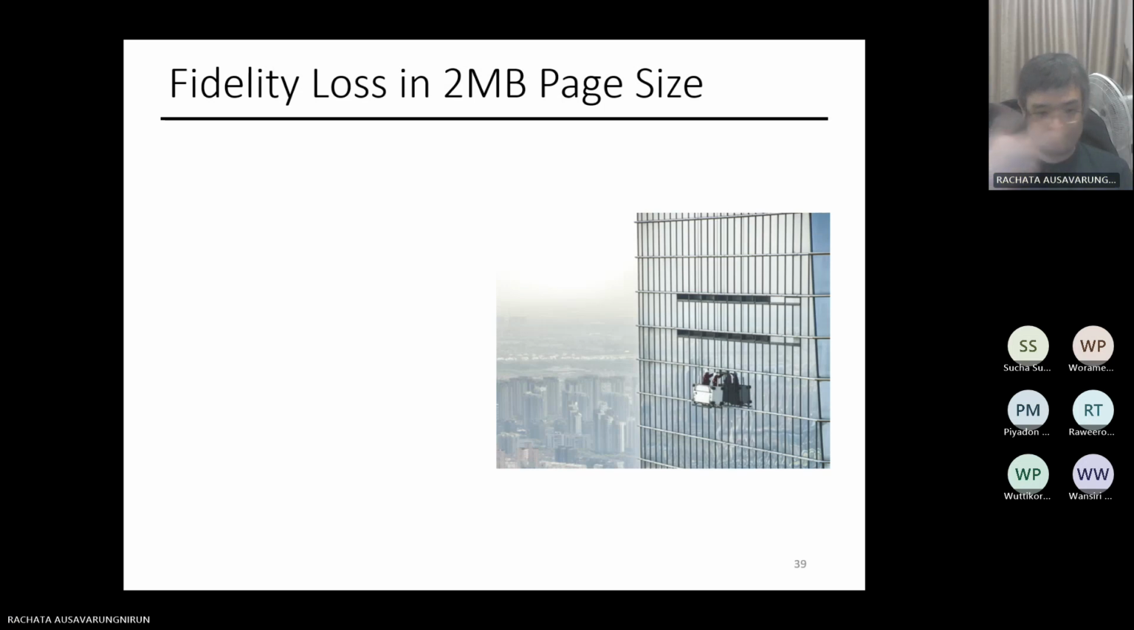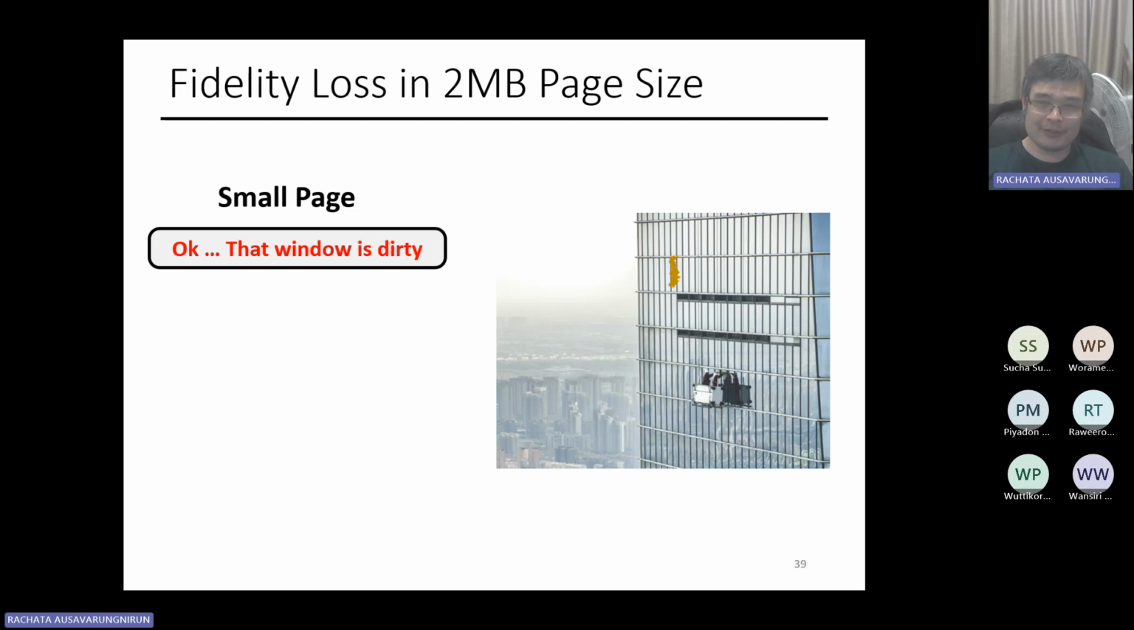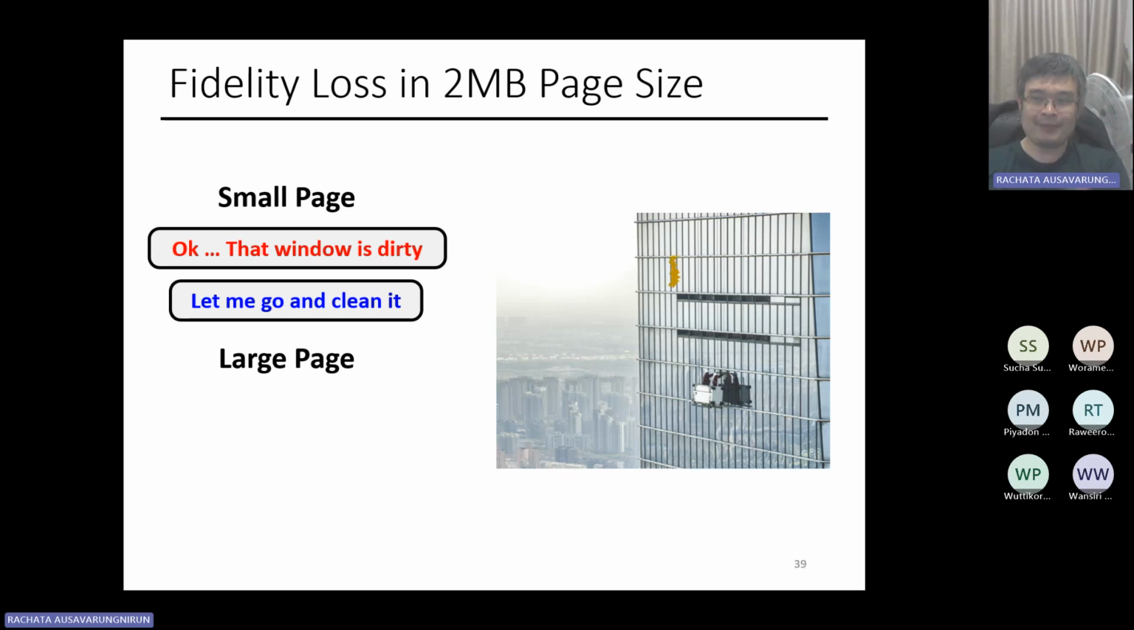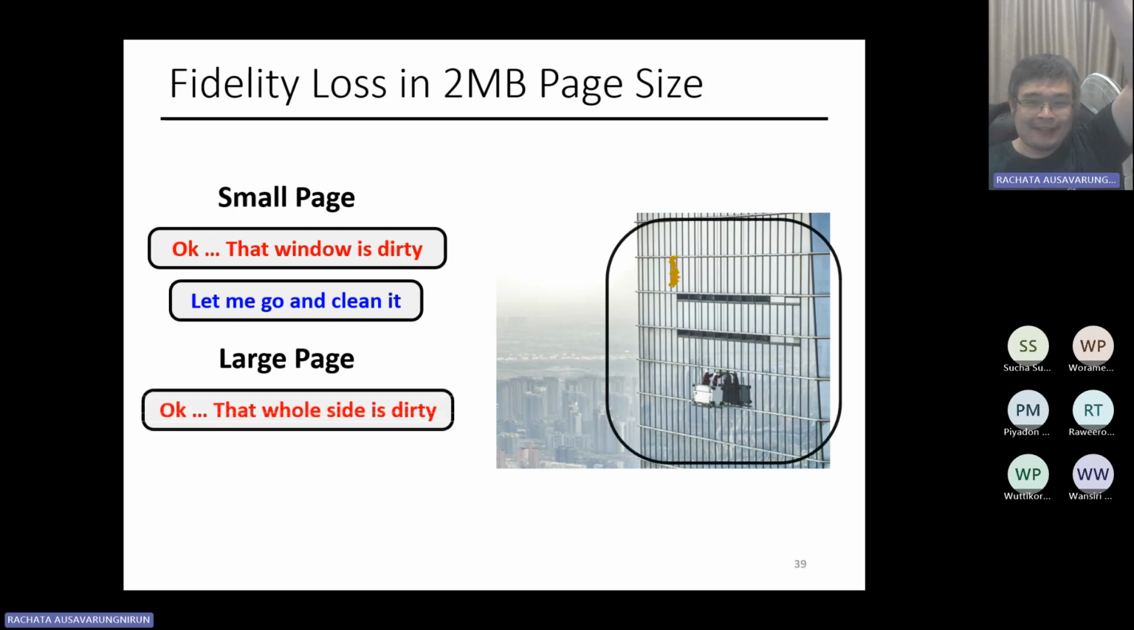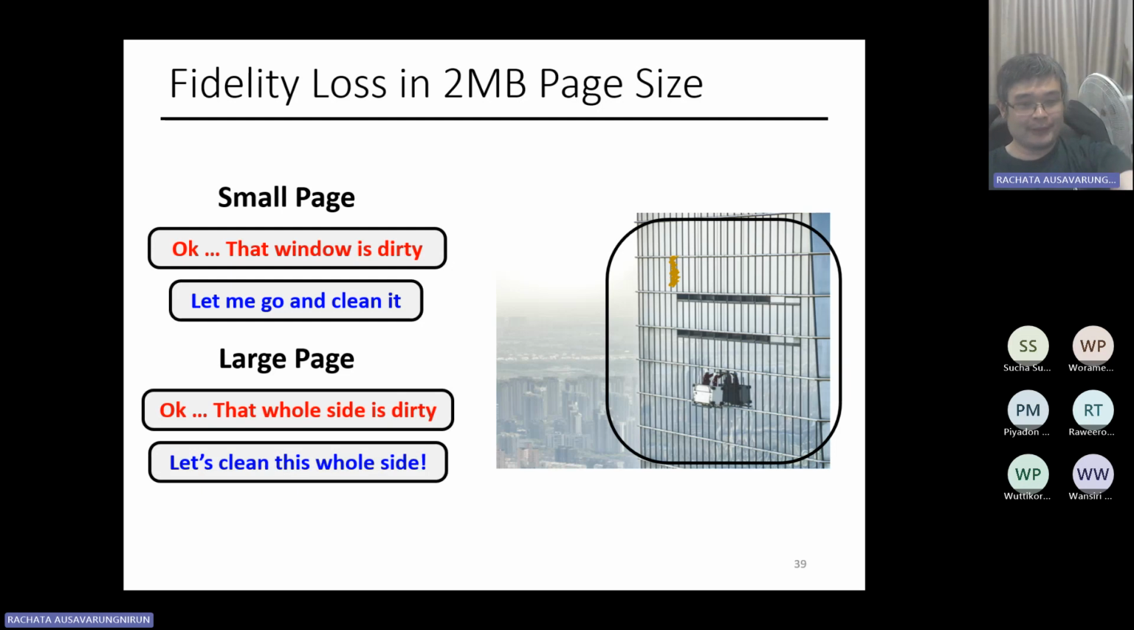To compare this, let's imagine a skyscraper, a really tall building. This is like the Willis Tower in Chicago, right? So if you have a small page, like a 4 kilobyte page, and your task is to clean the windows, what you would do is, if that window is dirty, you would go and clean it, right? But if you have a large page, the problem is even though only one window pane is dirty, you don't know where, because you only have control over the big region. You only know that the whole side is dirty. So you would need to go and clean the whole thing because you don't have the small information.